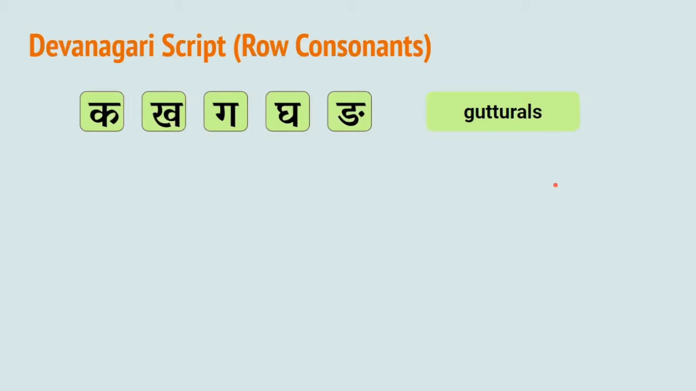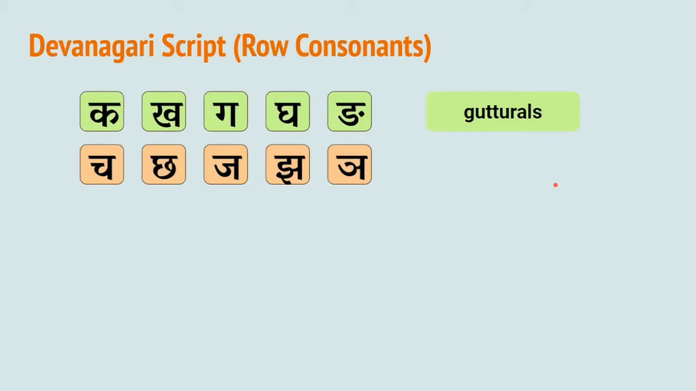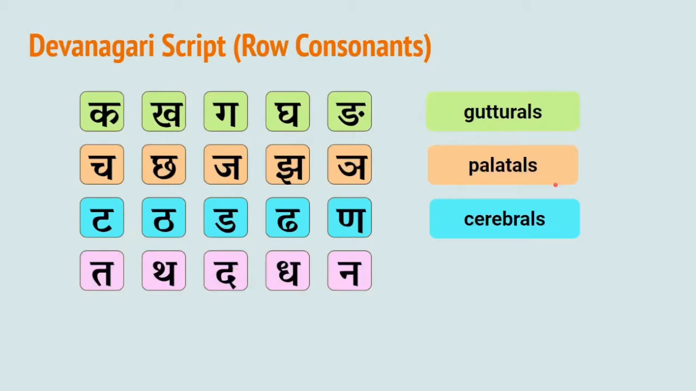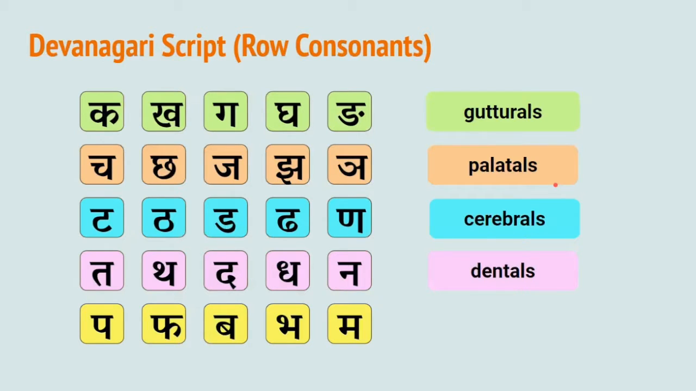Then we have cha, chha, ja, jha, nya. These are all called palatals. And then ta, tha, da, dha, na. They are called cerebrals because we roll the tongue a little. Then we have ta, tha, da, dha, na, and they are dentals. And the last row that we just learned is pa, pha, ba, bha, ma. They are labials. Now, I want participants to read it row by row.